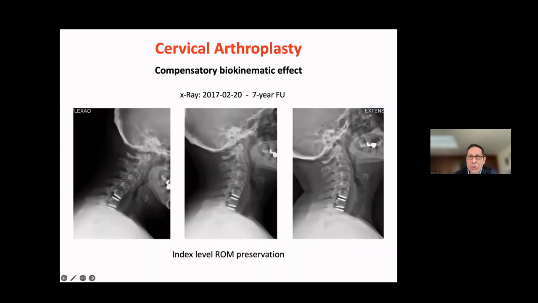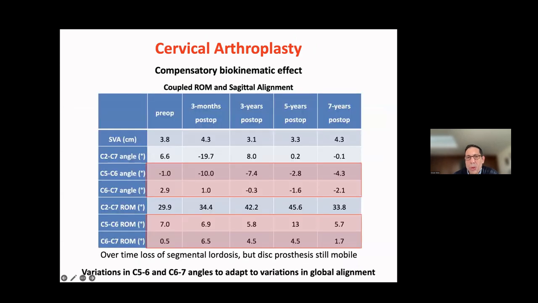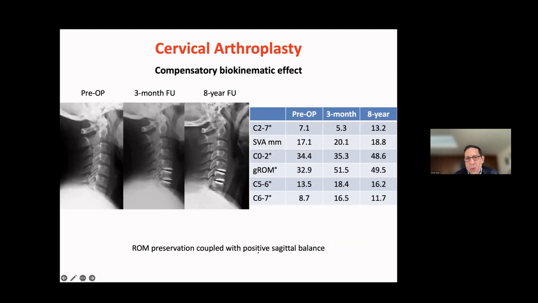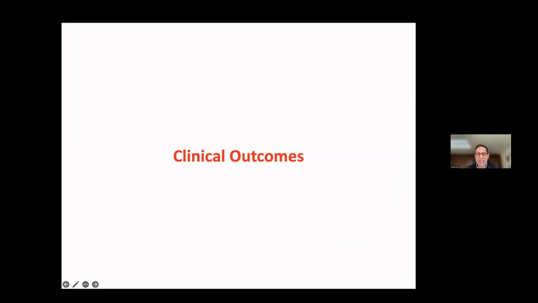And these are also 7 years follow-up, a good preservation of the range of motion. And you see here over the time, loss of segmental lordosis, but the prosthesis was still mobile. Another case here, range of motion coupled with positive sagittal balance with 8 years follow-up. What about the clinical outcomes? Nikolai will talk to us about this.